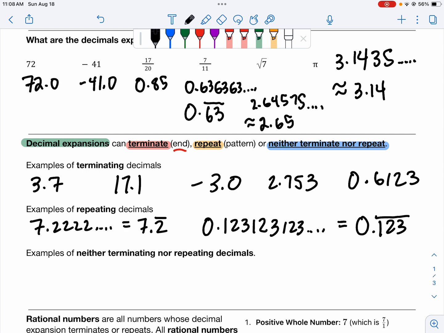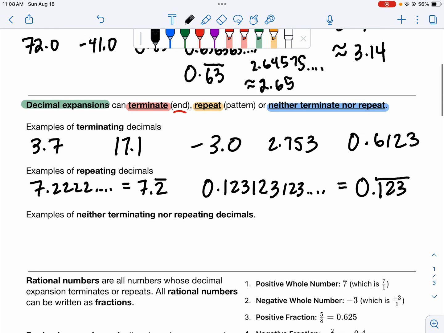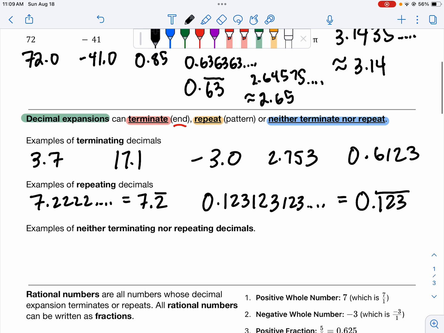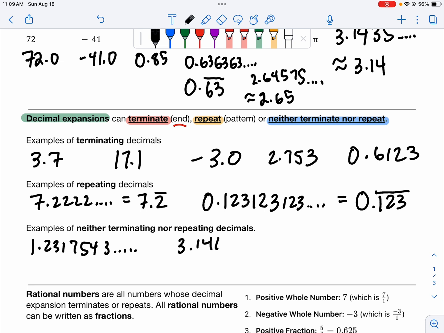All right, examples of neither repeating nor terminating. Okay? So 1.231754 and so on. I just made that up. There's no pattern there. There's no repetition. It just keeps going on. Another beautiful example is pi, 3.14159, and so on. There is no pattern. There is no termination. It goes on forever.